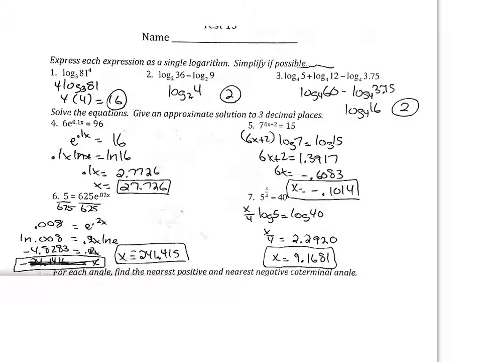And number 7, the last one of those, do log of both sides. The exponent goes in the front. Divide both sides by log 5. To get rid of the fraction, remember, multiply by the denominator. Multiply both sides by 4, and there's your answer.